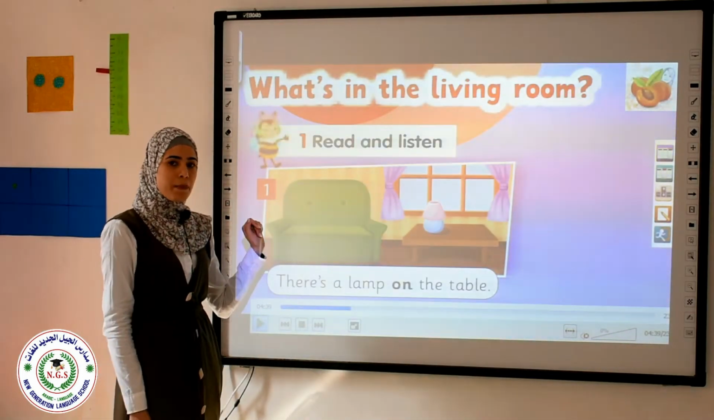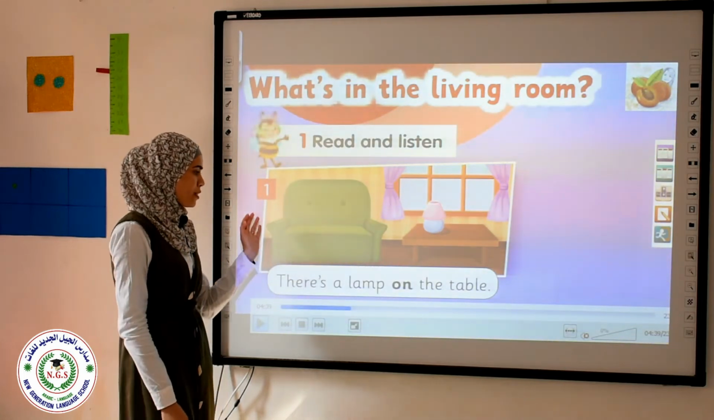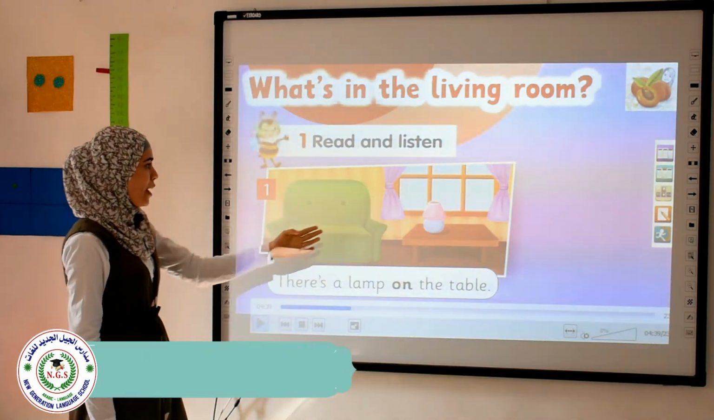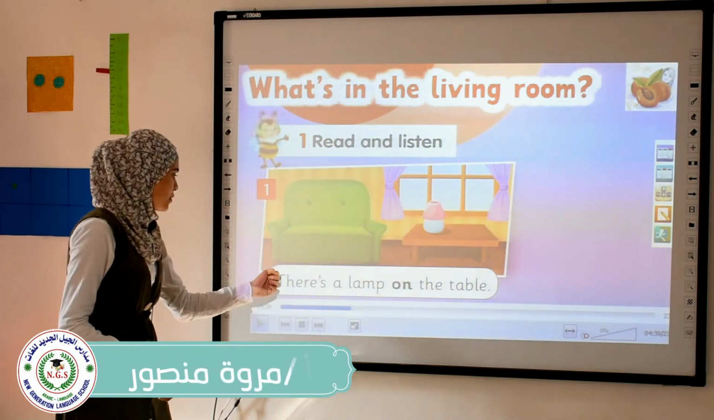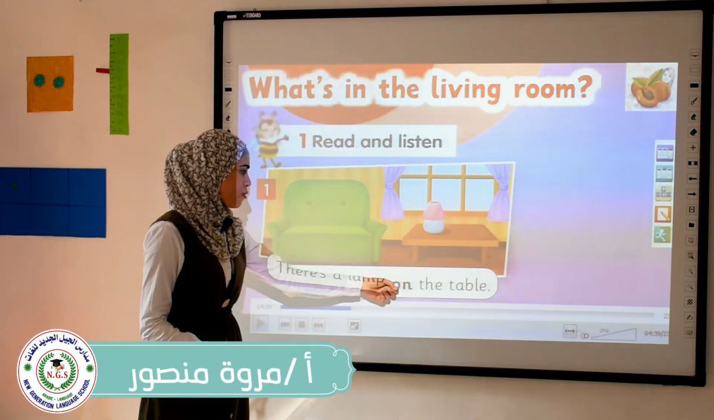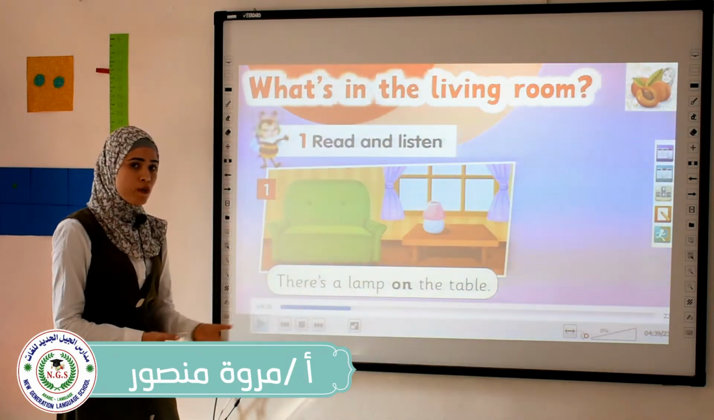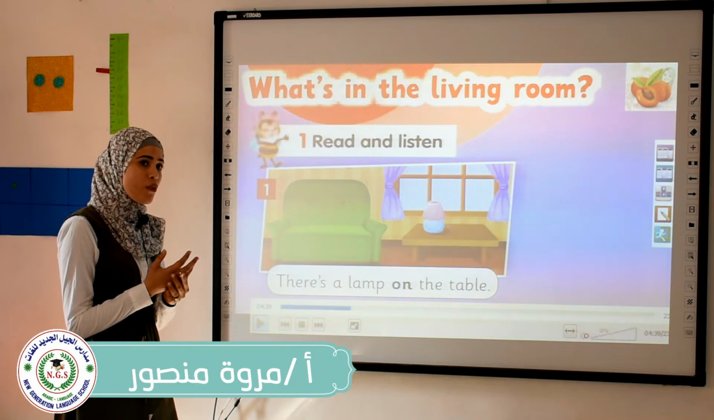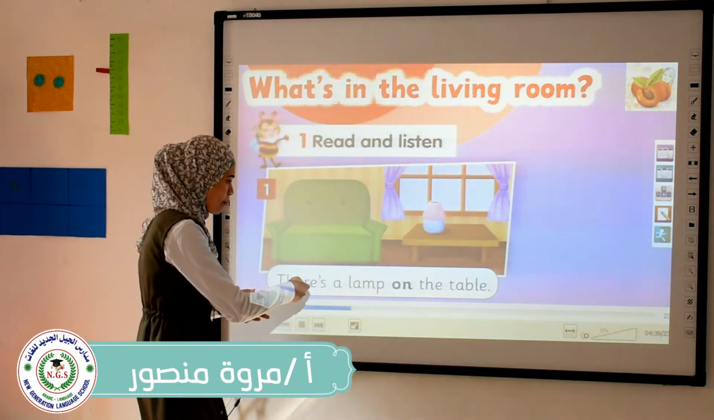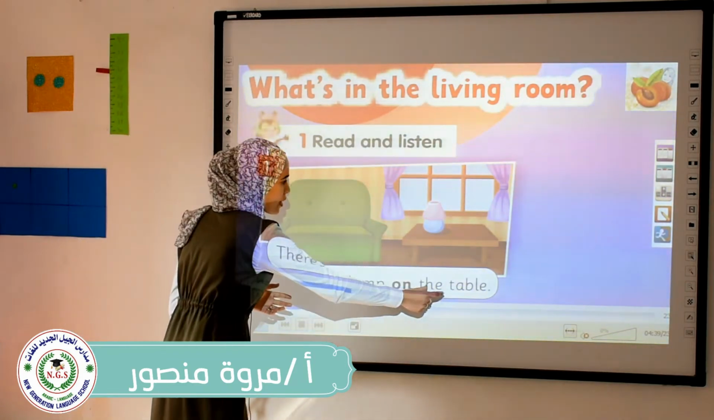Number 1, look at the picture. What can you see? We can see a lamp and a table. Where is the lamp? Okay, there is a lamp on that table. He asked about what? He wanted to know the place of the lamp, and the lamp is on the table.